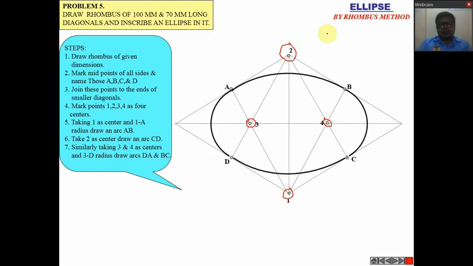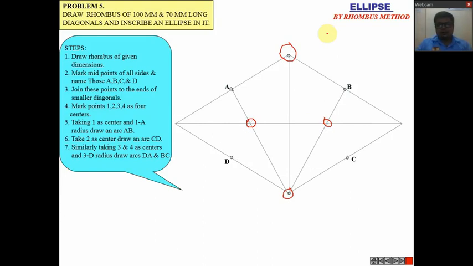So in this video we went through 2 methods. The first one was the arc of circle method, and the second method which we went through here is the rhombus method. So hope you have understood both these methods properly. Task of this video: you have to draw the same 2 ellipses with the use of these 2 methods and submit on Google Classroom. Thank you.